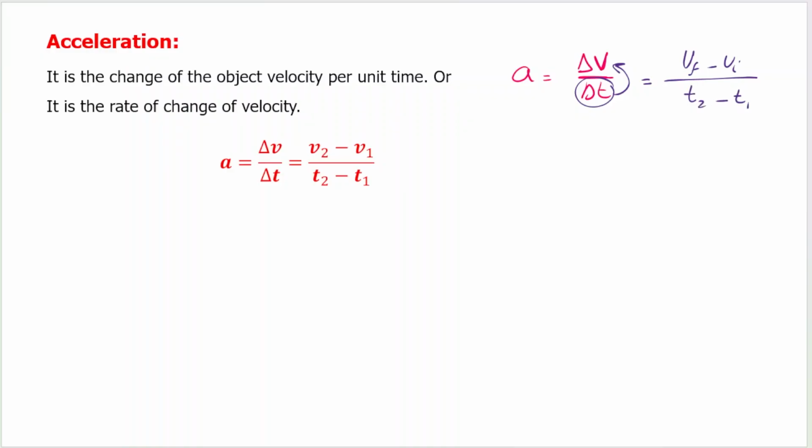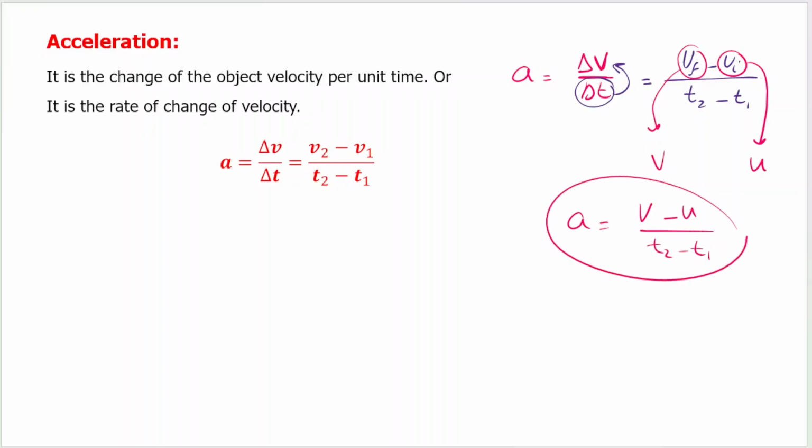By the way, you are free to just replace initial velocity by u and final velocity by v. So the formula will be v minus u over t2 minus t1. So u means initial velocity.